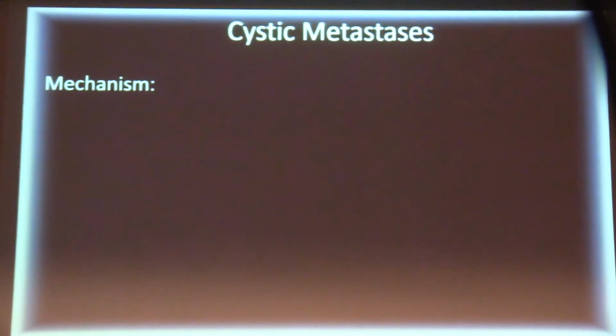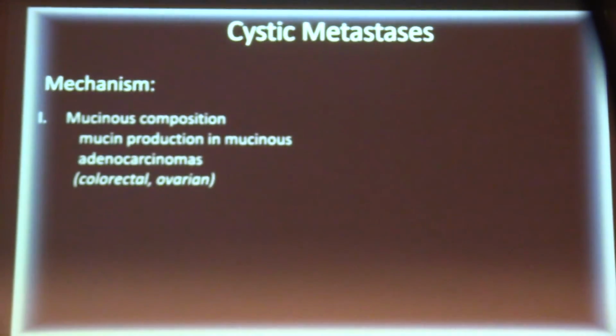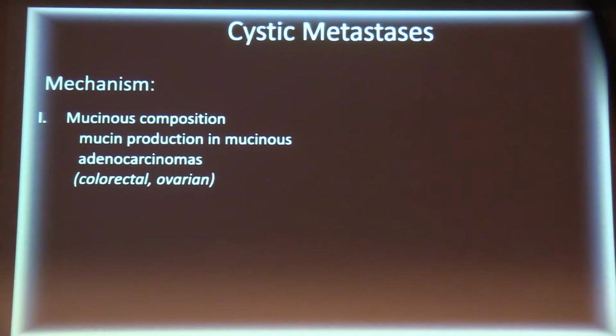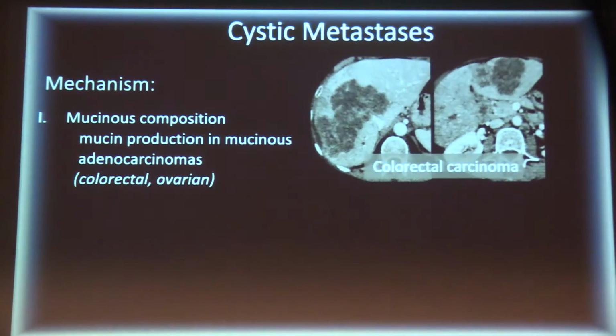Now, cystic metastases are very common in the liver, but usually they are solid. However, cystic metastases could be seen in the liver, and there are two mechanisms for them. The first one are those metastases which arise from mucin-producing carcinomas, such as colorectal carcinoma or ovarian carcinoma.